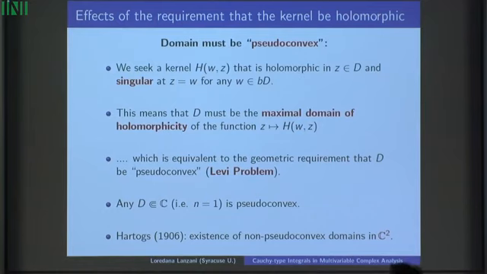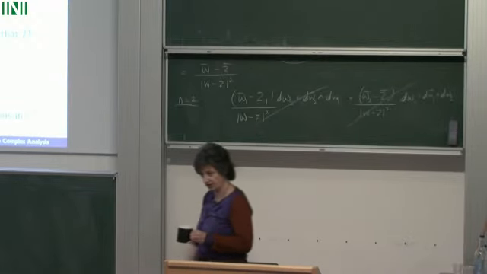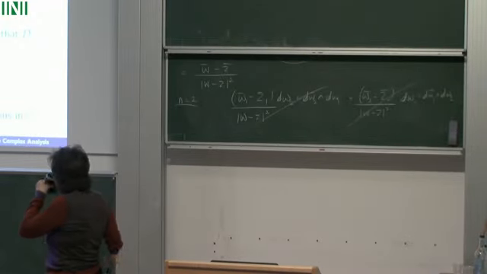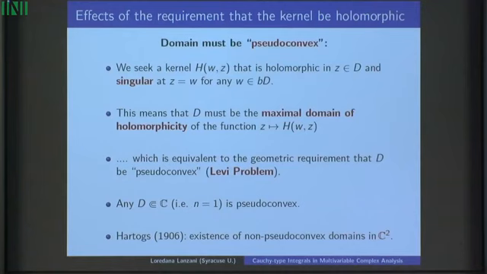So what is the effect of the requirement that your kernel must be holomorphic as a function of Z, which doesn't allow for that construction? Remember, we're trying to mimic the Cauchy kernel dynamics, right? So you want a kernel that's holomorphic in Z in the domain and singular when Z equals W. So that means that your domain D must be the maximal domain of analyticity of that function for each fixed W. And this is equivalent to the geometric requirement that the domain be pseudoconvex.